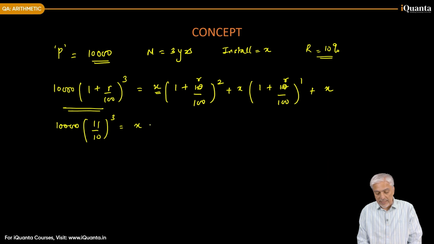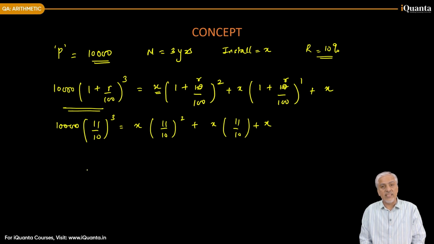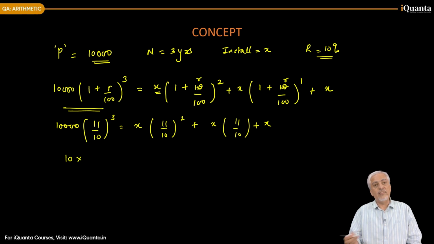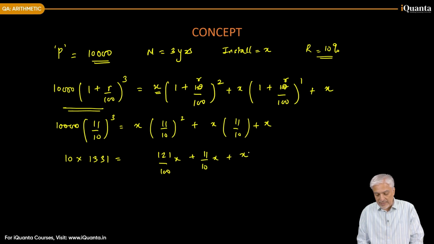So what would the calculation look like? It will become X into 11 upon 10 raised to 2 plus X into, if I'm taking R as 10, 11 upon 10 plus X. Then solving this depends on what numbers are there. For example, if I cut the 3 zeros out over here, 11 upon 10 into 11 upon 10 into 11 upon 10, I'll be left with 10 into 11 into 11 into 11, which is 1331. This will become 121 upon 100 x plus 11 upon 10 x plus x.